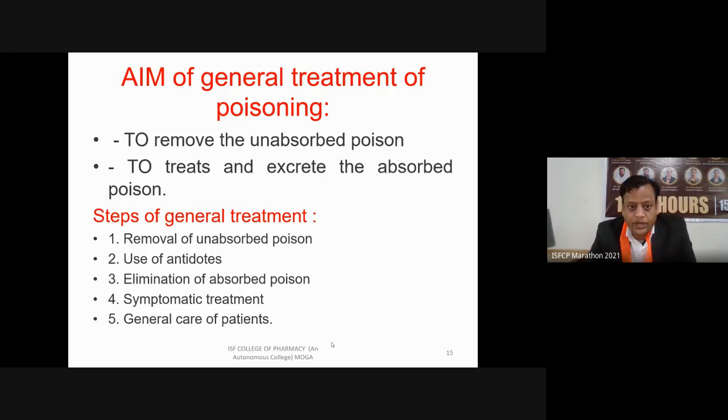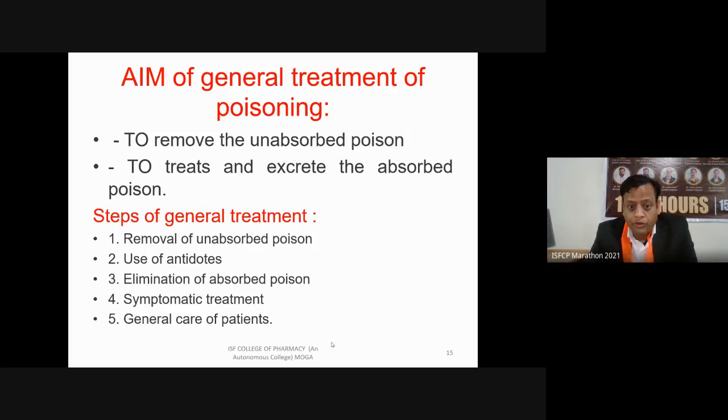Steps of general treatment include removal of unabsorbed poison, use of antidotes, elimination of absorbed poison, symptomatic treatment, and general care of patients. So these all are the steps of general treatment. As we discussed already, removal of unabsorbed poison is very important, because if we remove the poison in time, it doesn't produce its hazardous or poisonous effect. Use of antidotes that antagonize the effect of poison is also important.